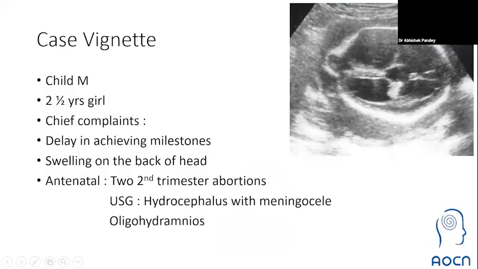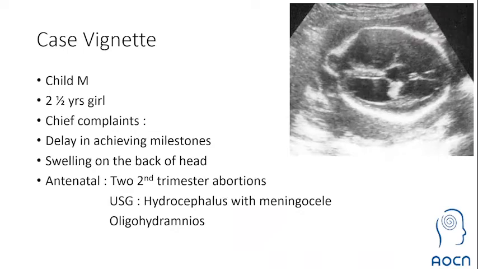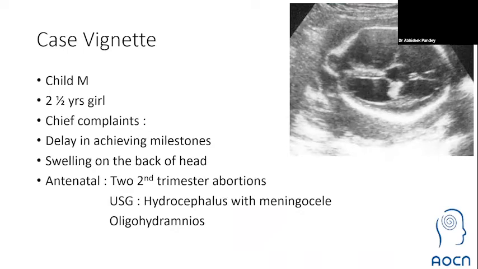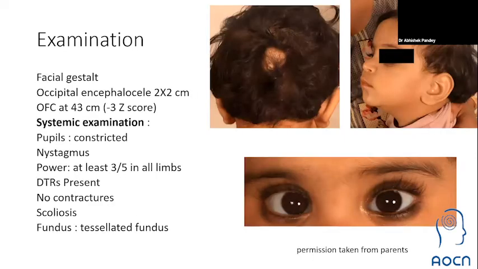So we have a 2.5 year old girl child born out of a non-consanguineous marriage. She presented to us with delay in achieving milestones and a swelling noted at the back of the head since birth. She had a significant antenatal history in the form of two second trimester abortions in the mother, and antenatally she had been diagnosed with hydrocephalus with meningocele. On examination, she had a characteristic facial gestalt. She had a dolichocephalic head, long eyelashes, and a depressed nasal bridge. There was a small occipital encephalocele present.